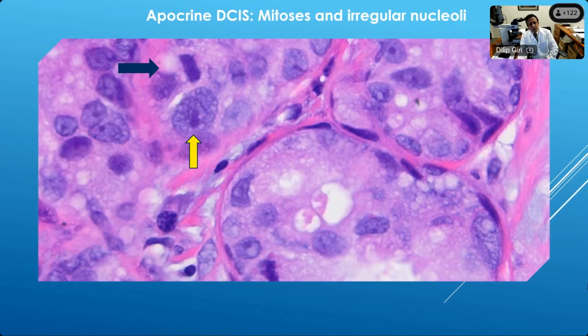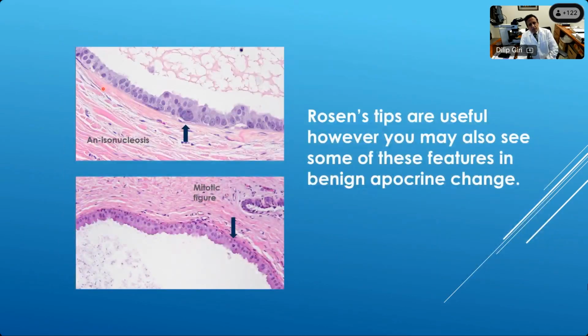This is what I have learned, because it seems to me, as seen in these illustrations, that this is somewhat of an innate feature of apocrine cells to have some degree of anisonucleosis. Even in a benign cyst, sometimes you may see that some nuclei tend to be larger, and occasionally you may see actually a mitotic figure even in a benign cyst. So while all those features that Rosen pointed out are certainly of help in difficult apocrine lesions, the lesson to be learned is that you should never be dogmatic about anything in life.